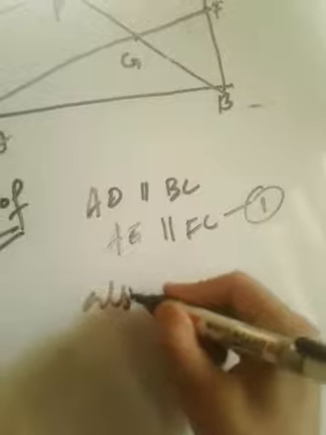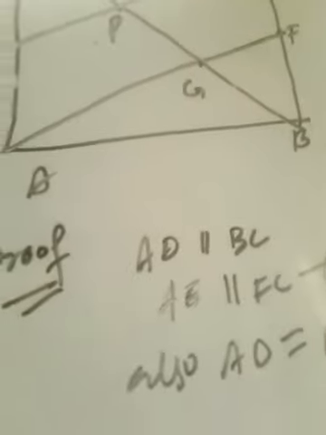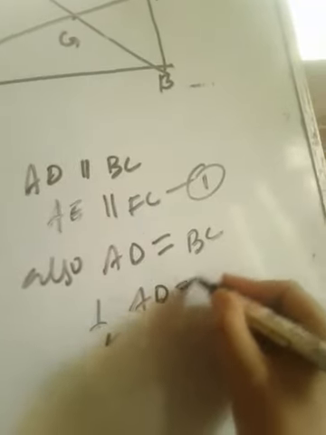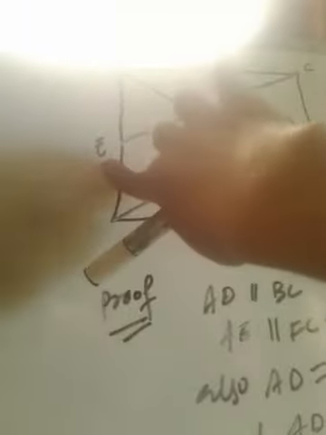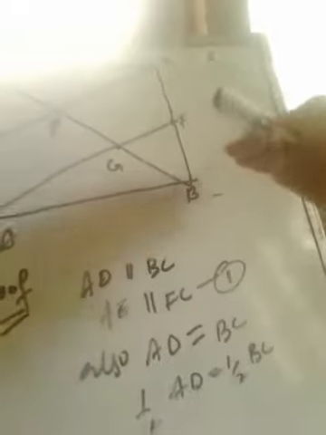Also AD equals BC. Why? Again, opposite sides of a parallelogram are equal. So can we write half AD equals half BC? Since E is the midpoint, what is half of AD? Half of AD is either AE or ED. Similarly, F is the midpoint of BC. What is half of BC? It is either BF or FC.